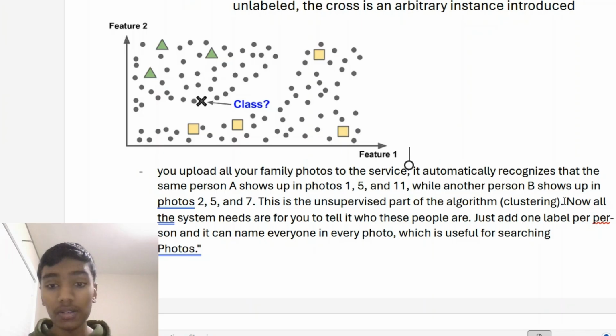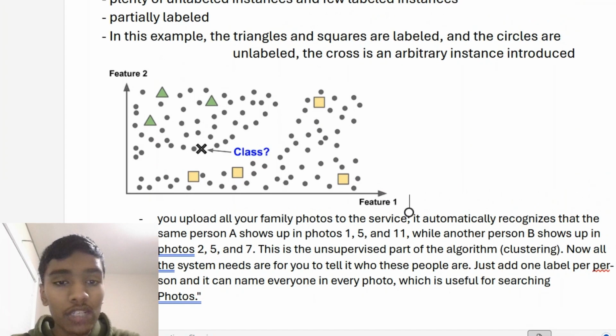Notice in this particular instance, it used both unsupervised and supervised learning, because it used unsupervised learning in order to group these people up into different groups using the idea of clustering. But it also used supervised learning because it allowed you to add labels for each person and name each person in each photo. That was the idea of supervised learning. And so that's very useful as well. All right, and so that's semi-supervised learning.